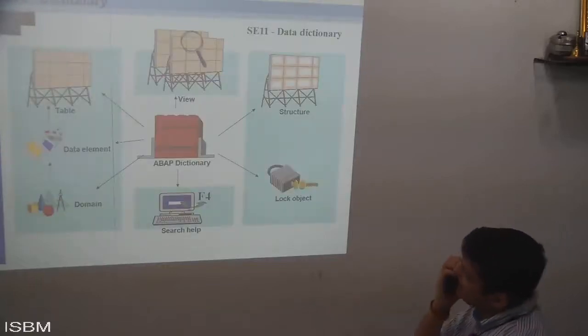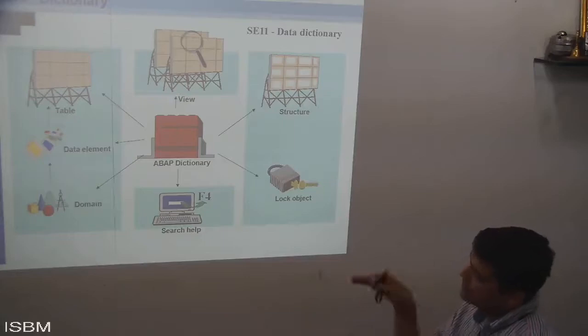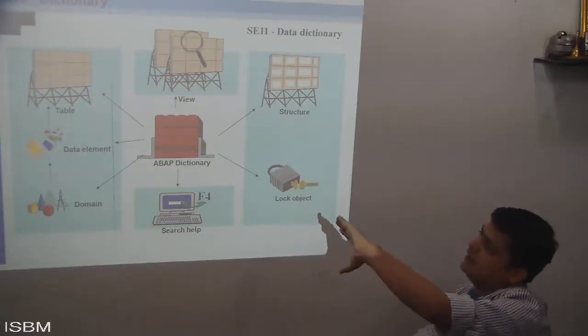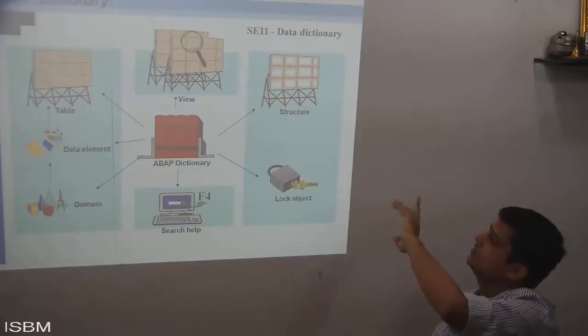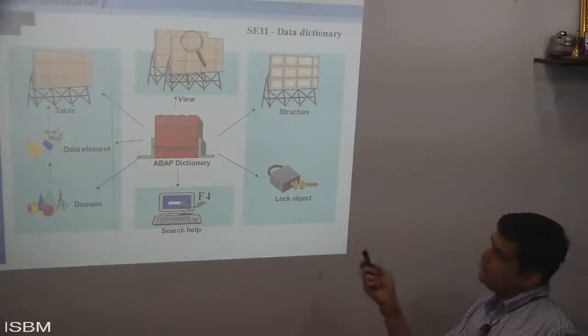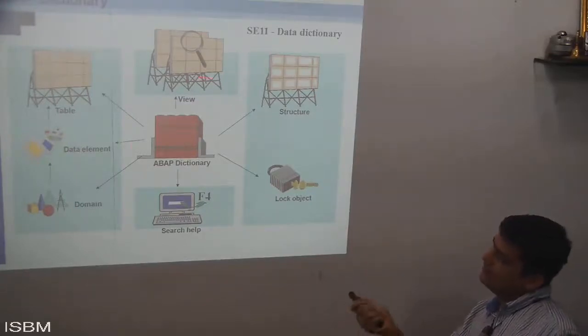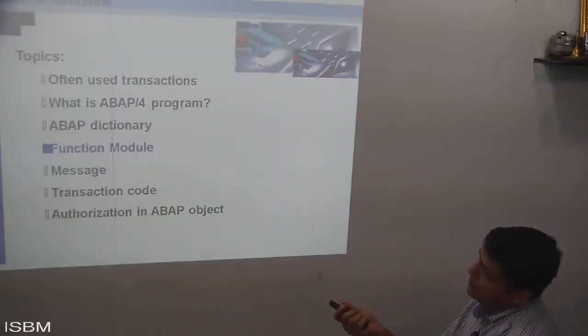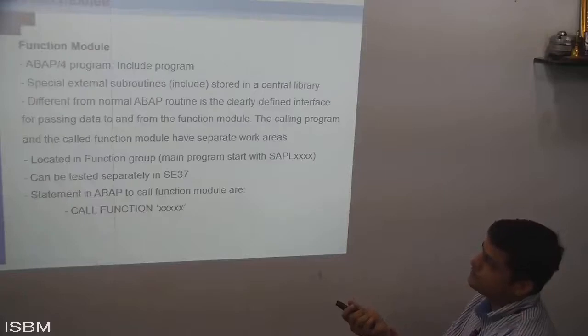Then we have the data dictionary, in which we have learned all the things. The data dictionary is the central repository. Then we have table, view, structure, lock object, search help, domain, and data element. We have seen all these in the last PPT. Then we have function modules.